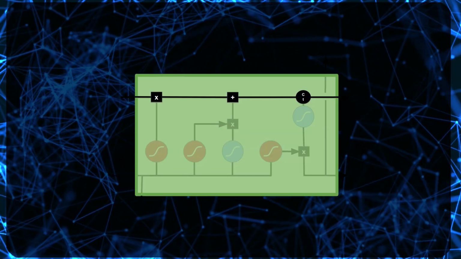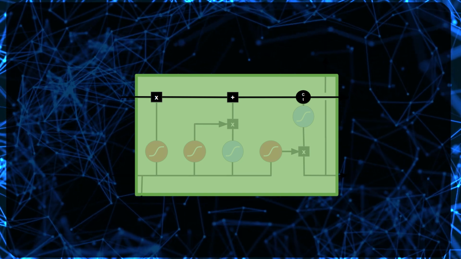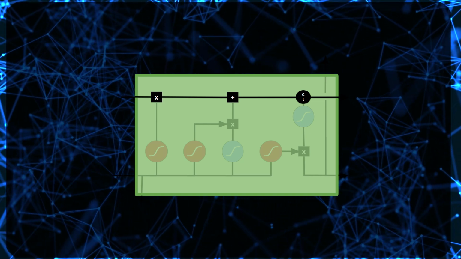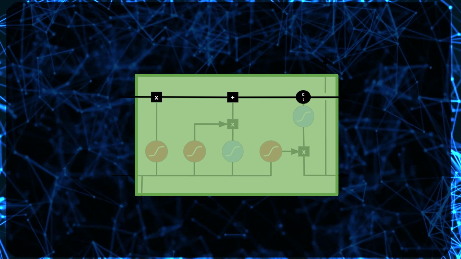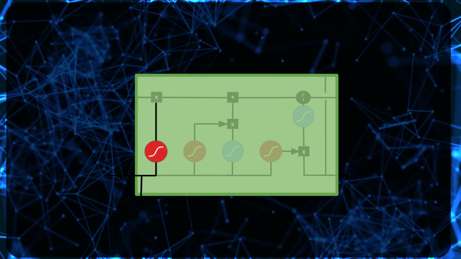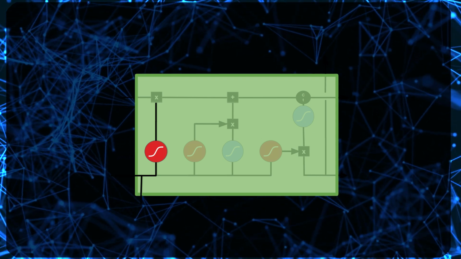The key point is the state of the cells. The horizontal connection on top allows information to travel throughout the network with very few interactions. First, we have a layer called forget gate layer that decides what information to remove from the current state of the cell.